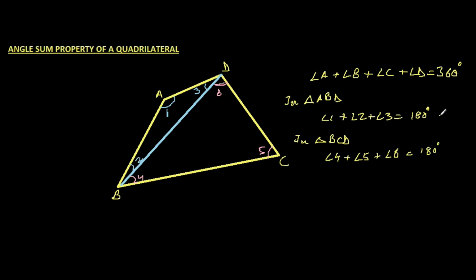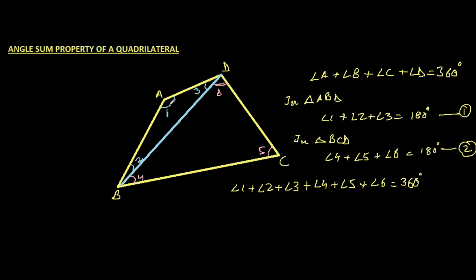Now if I take this as equation 1 and this as equation 2, and if I add these two equations together, what do I get? I get angle 1 plus angle 2 plus angle 3 plus angle 4 plus angle 5 plus angle 6. That is the sum of all the angles on the left-hand side, and on the right side we have 180 plus 180, which is 360 degrees.